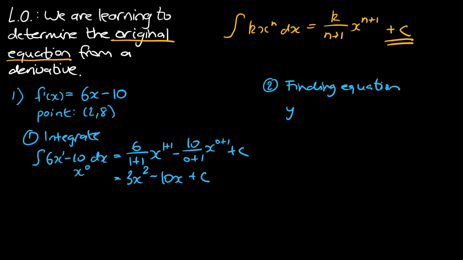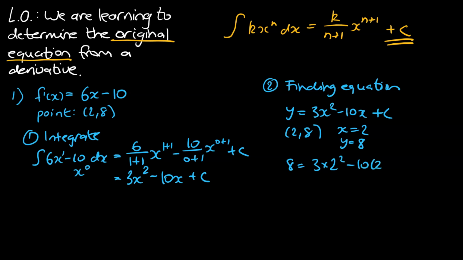Currently, all the information we have is y equals 3x squared minus 10x plus c. But we also know one of the points, which is (2, 8), and at that point, x is equal to 2 and y is equal to 8. So we're going to substitute both of those values in. So 8 is going to be equal to 3 times 2 squared minus 10 times 2 plus c. And that leaves us with a plus c, which we can go through to determine.